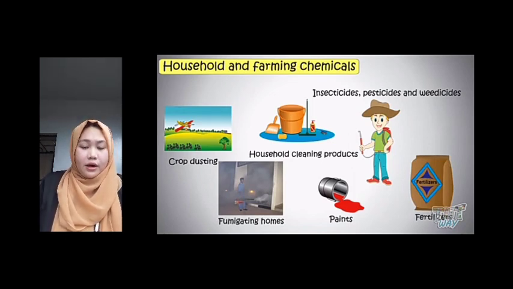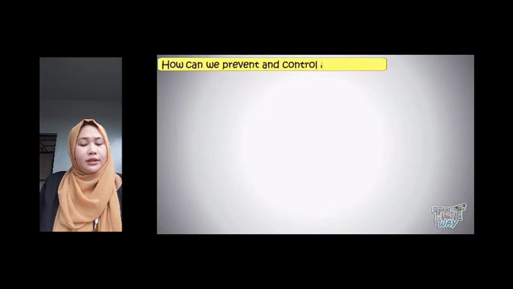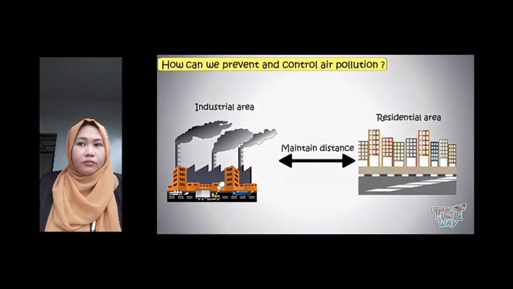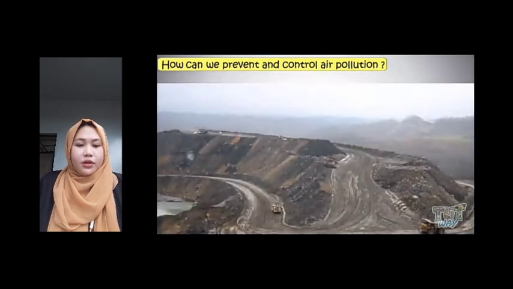Household and farming chemicals: crop dusting, fumigating homes, household cleaning products, painting, and so on. Please look at these examples. So, we learned some major causes of air pollution. Now let's present how we can prevent and control air pollution.